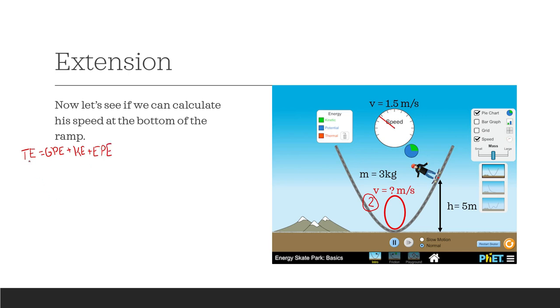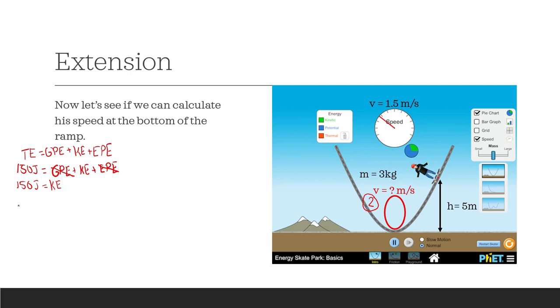Now, we actually know total energy from the last problem. Since our energy is conserved within this closed system, and we already calculated that he has 150 joules of energy, and yes, that is rounded, but that's okay, it's going to make our calculations easier. We know that 150 joules equals GPE plus KE plus EPE. Now at point 2 over here, we actually have a height of 0, and there's still no spring, so this is going to be 0, and this is going to be 0, leaving us with just 150 joules equals our kinetic energy.